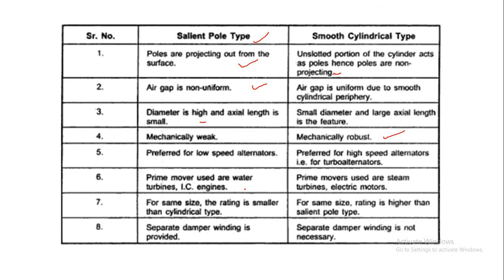The salient pole type of rotor will be using prime movers as the mechanical input, such as water turbines or IC engines. In the case of the smooth cylindrical type of synchronous generator, the input will be electric motors or steam turbines. So these are the differences between the salient pole type and smooth cylindrical type rotor.